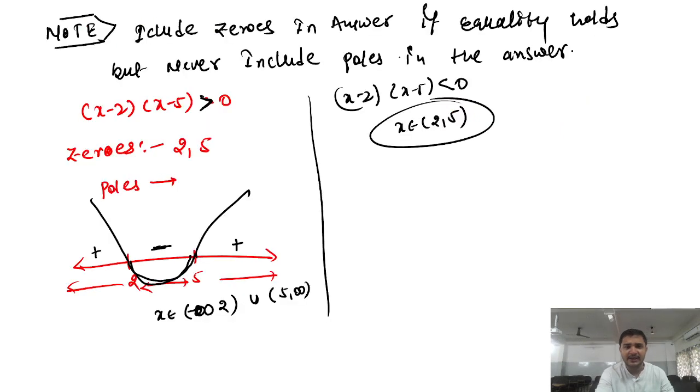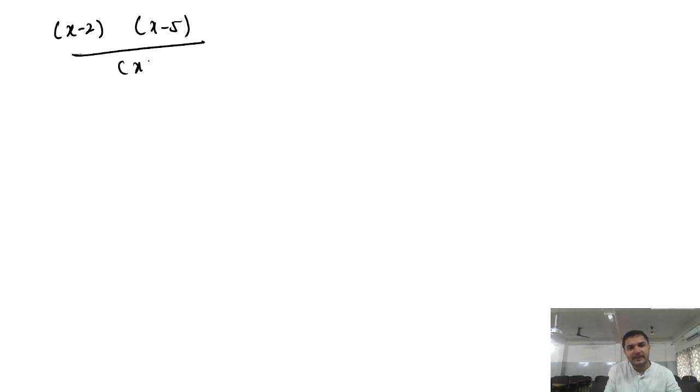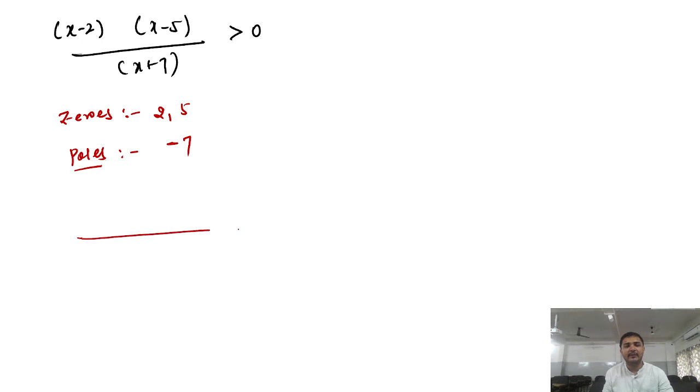Sir, let's take a slightly better question and increase the level a little. Say for example we have x minus 2, x minus 5 by x plus 7 greater than 0. We need to find the x values satisfying this inequality. Same as before, we'll calculate the zeros. Tell me, what are the zeros? Yes, 2 and 5. And what is the pole? It is minus 7. Yes or no? Plot them on the number line. What will I plot on the extreme right or left? Minus 7, then 2, then 5.